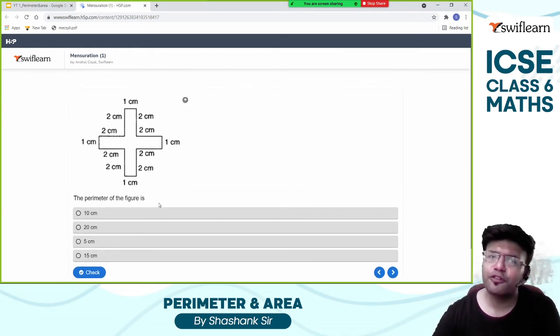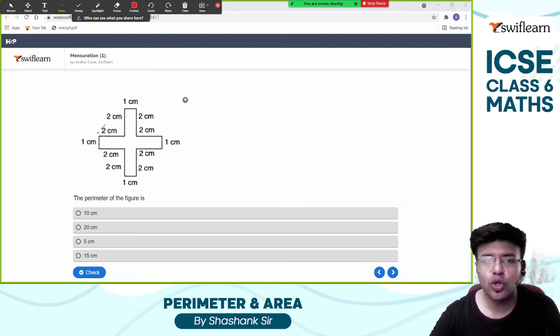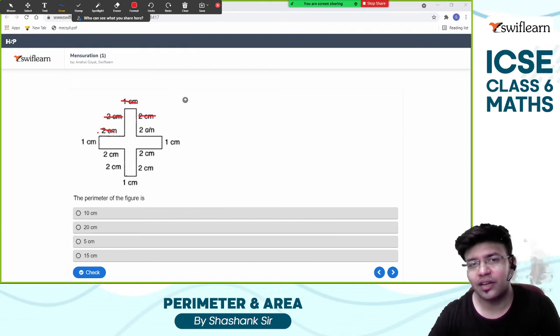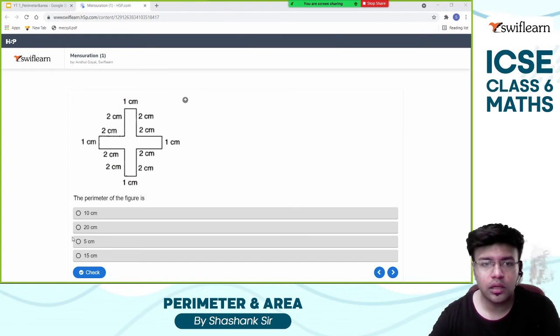Find the perimeter of the figure. Just add all the lengths. Okay, I'm starting from here. Let's start from this point. Okay, so 2 plus 2, 4, 5, 6, 7, 8, 9, 10, 11, 12, 13, 14, 15, 16, 17, 18, 19, 20. 20 centimeter.